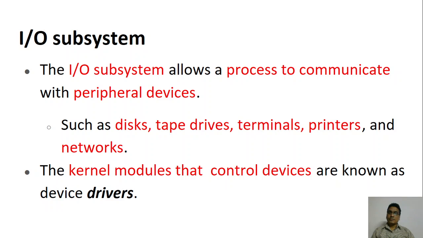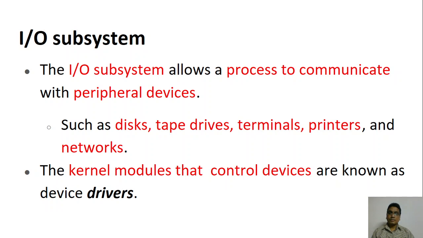Now let's look at what is input-output subsystem. Now we know that the kernel has to interact with many different types of peripherals or devices. Now, how does the kernel interact with the different varieties of hardware which are there in the system? The answer for this is the input-output subsystem.